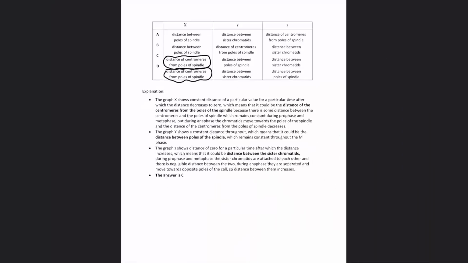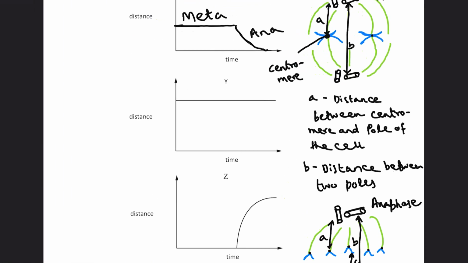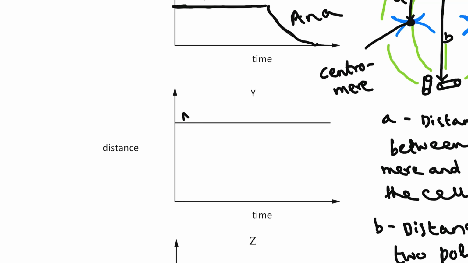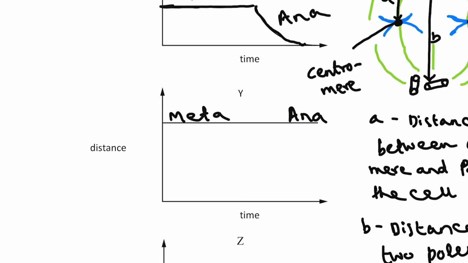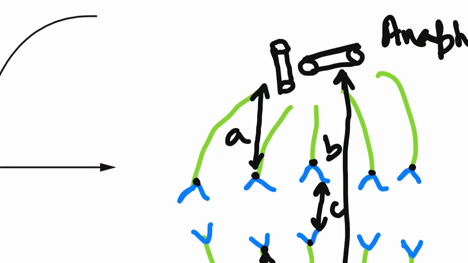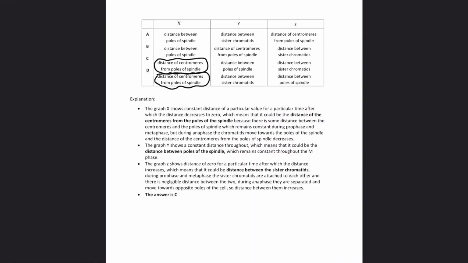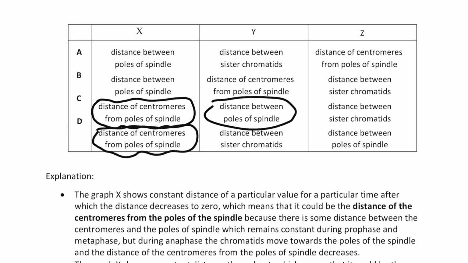Okay, let's move on to graph Y. Which distance stays constant throughout in metaphase as well as in anaphase? This is the distance between the poles. Yes, guys, this is distance B. So Y should be the distance between the poles of the spindle.